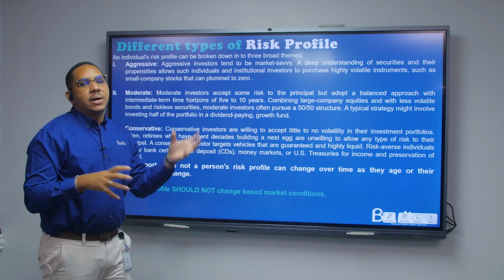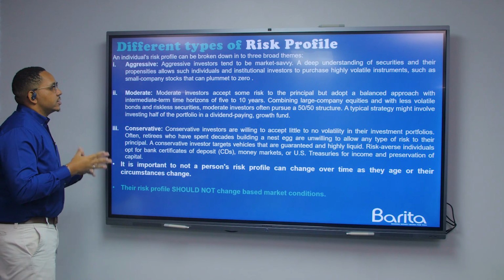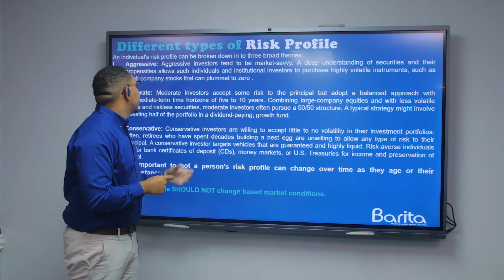Now, an aggressive investor tends to be market savvy. They have a deep understanding of securities, and their propensity allows such an individual or institutional investor to purchase highly volatile instruments, such as growth stocks or small company stocks that can plummet to zero. If you go to a client and say, listen, this stock can go to zero, but it can go to 100, and they say, cool, that's an aggressive person.